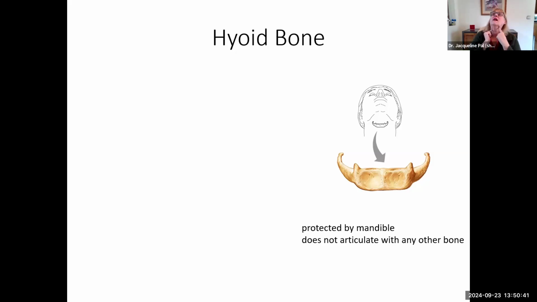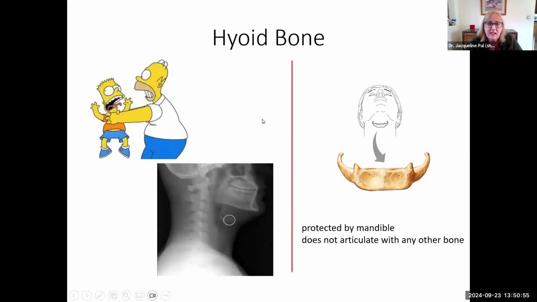But it's tucked right up here. It's tucked behind your lower jawbone, behind your mandible. So it's very well protected normally behind your mandible. And so it's really hard to injure it unless you are getting strangled. Okay. And if you have a case of strangulation, that is when the hyoid bone is fractured.